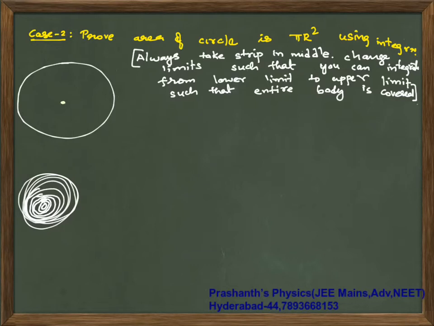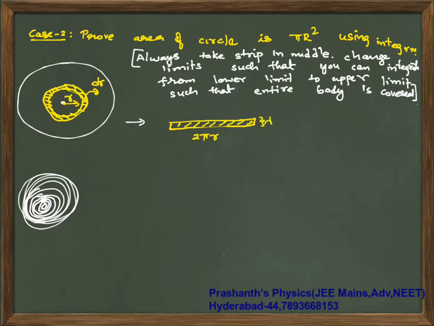Now if you take this scenario, and take a small strip here, with radius r and width dr, for this strip, if I cut this strip and stretch it, that peeled-off layer I am cutting and bringing out, its length will be 2 pi r, because that is the circumference of the circle, and its width is dr. Now your small area is in the shape of a rectangle, so your small area dA is length into breadth, that is equal to 2 pi r into dr.